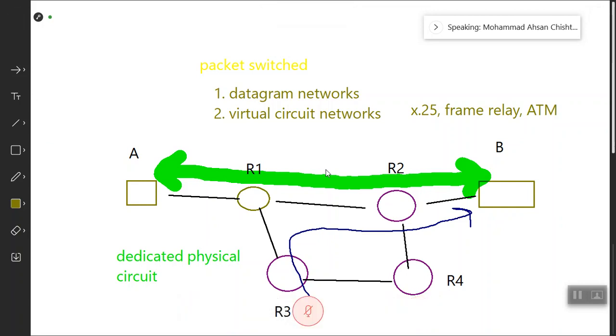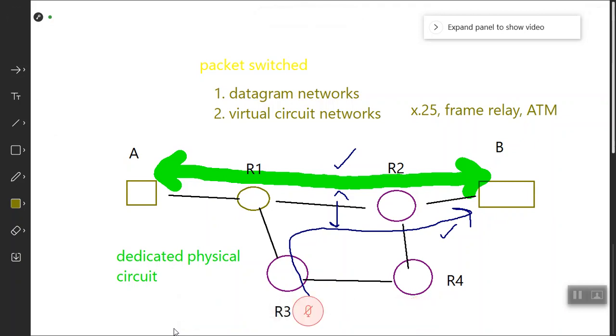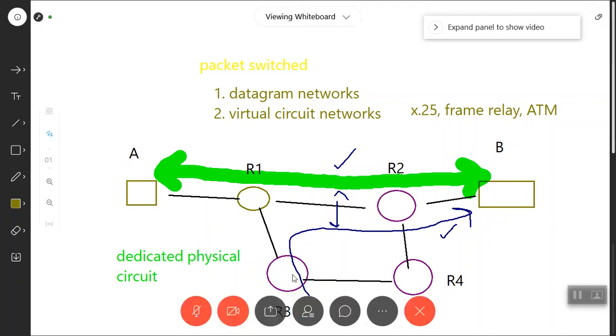Now, what are we sharing here? You can see there is a link between R1 and R2. There are two physical circuits. One is this circuit, another is this circuit. So both of them share this common link in between the two. Both think that they are using this link only for themselves.